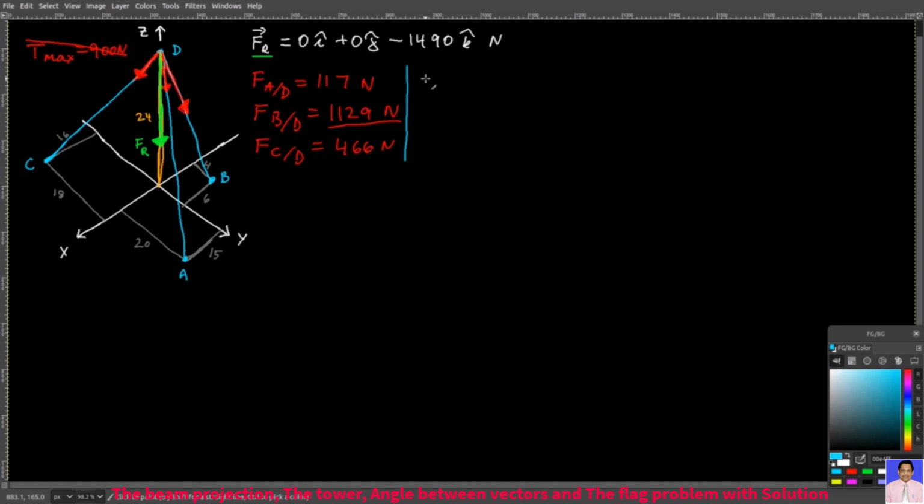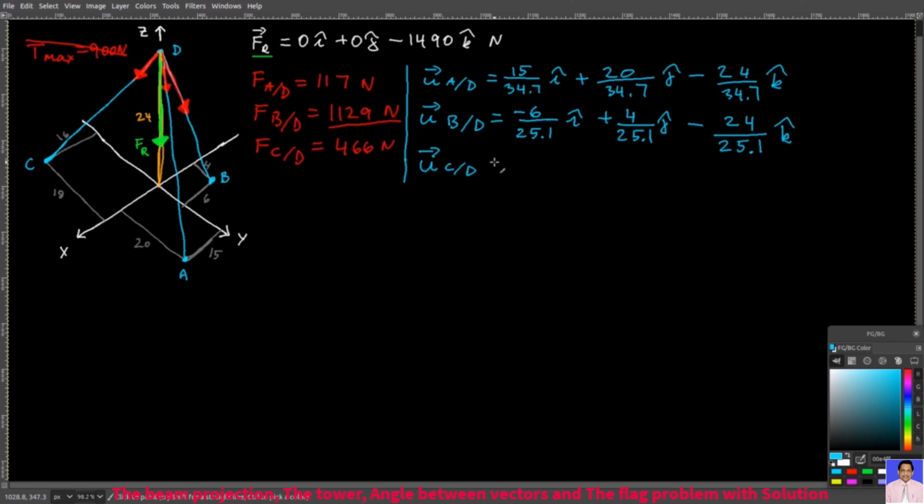And just to remind you, the general unit vector A with respect to D was this one. The general unit vector B with respect to D was this one. And the general unit vector C with respect to D was this one. We calculated them earlier in the previous videos when we solved this tower exercise.